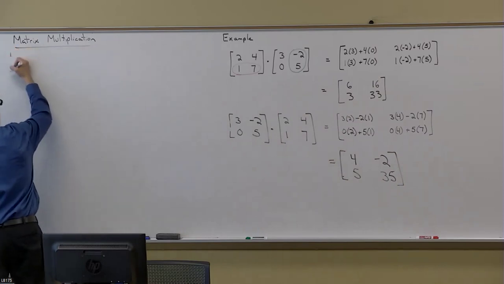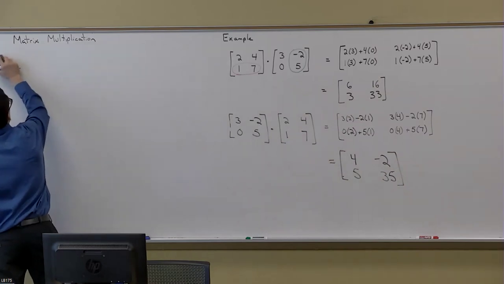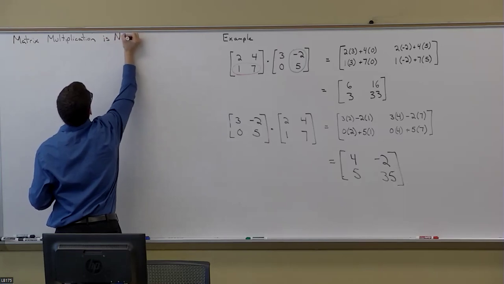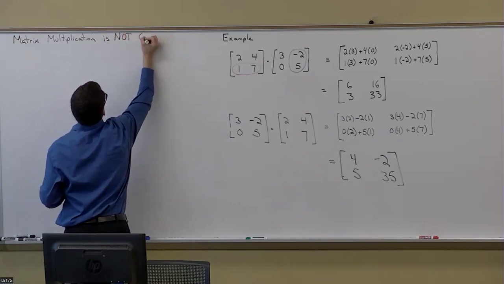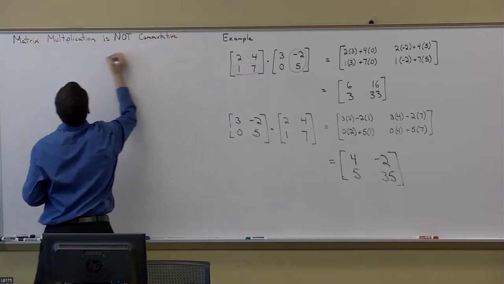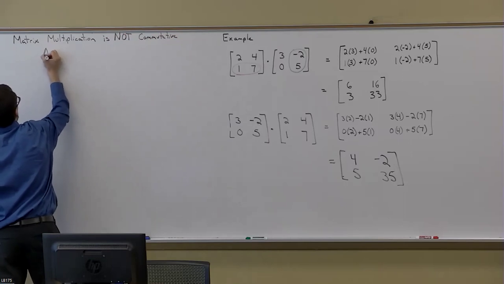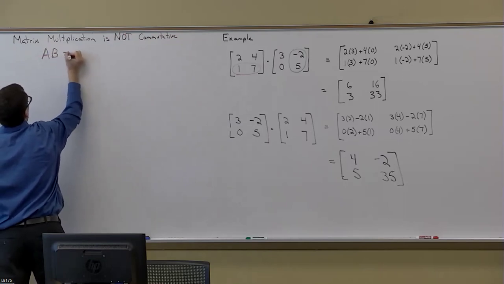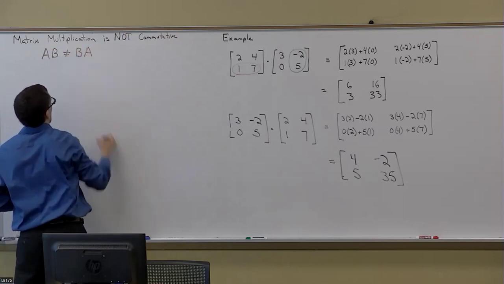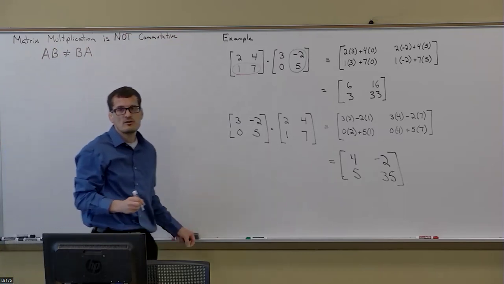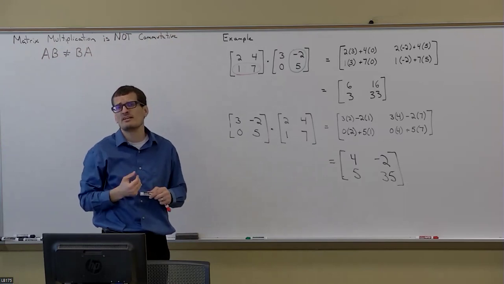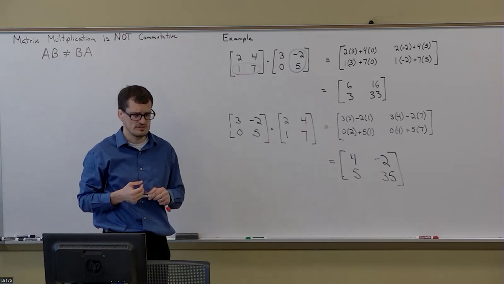So what does that tell us? That tells us that matrix multiplication is not commutative. If I take two matrices, A times B, that is not always the same thing as B times A. There are special times in which they are, but those are special times, not in general. So matrix multiplication is not commutative.